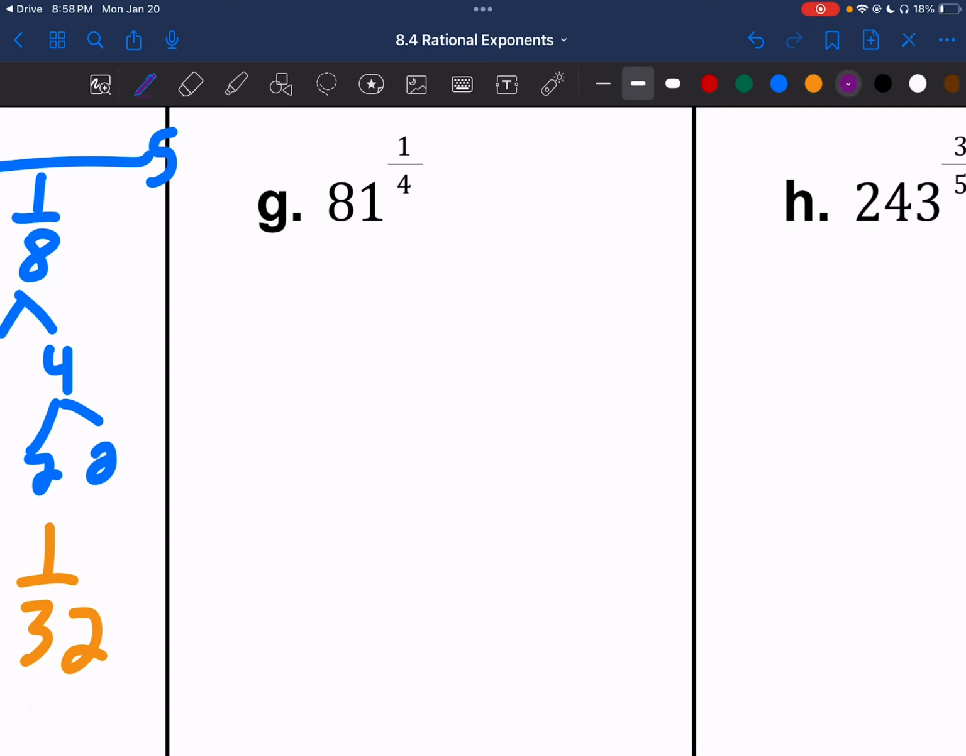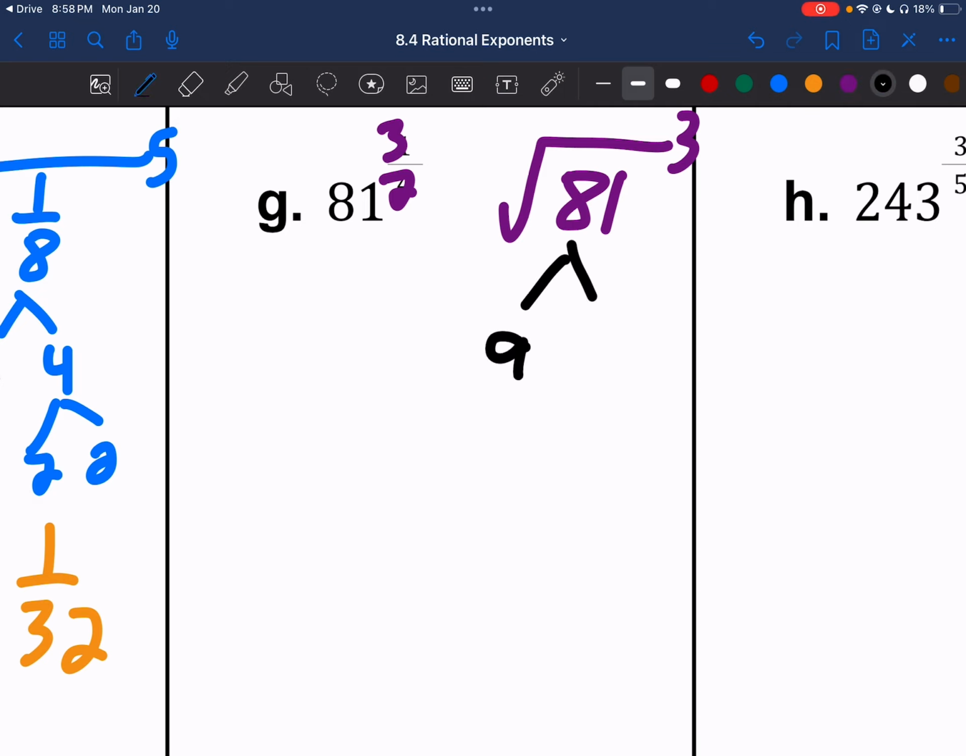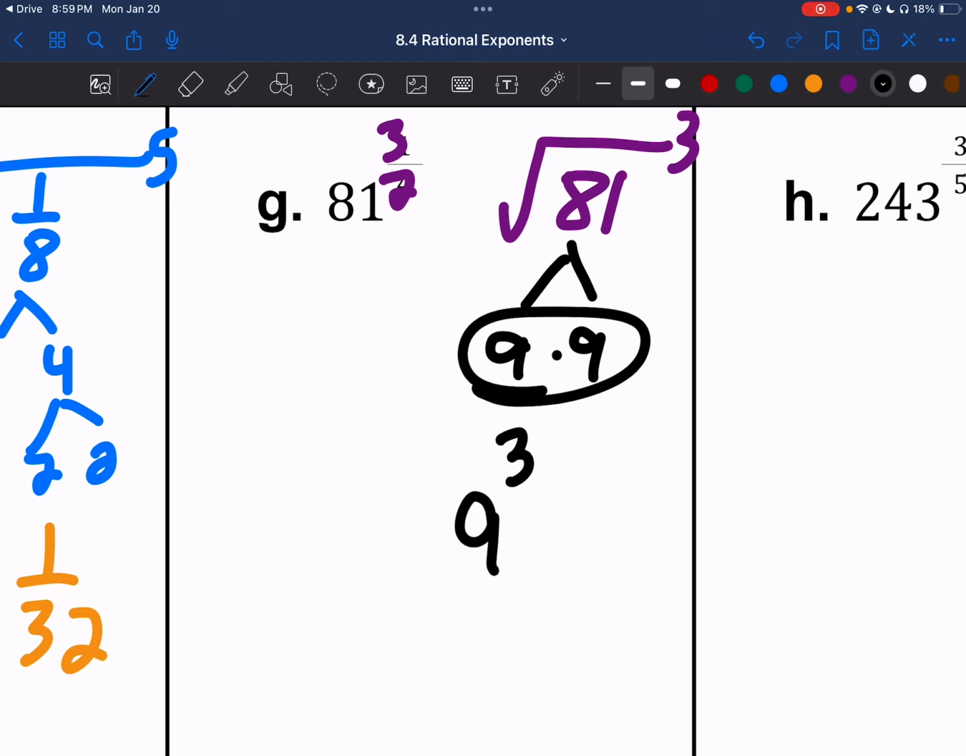81, this didn't get changed, it was supposed to be 3/2 power. So 81 to the 3/2 power. We've got the square root of 81, and we're cubing it. Now, 81 is a perfect square already. 9 times 9, there's our 2 that we bring out. So it's 9 to the third power, and 9 to the third power is 729.